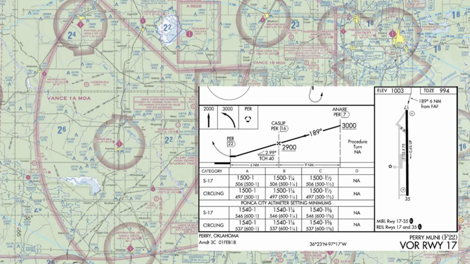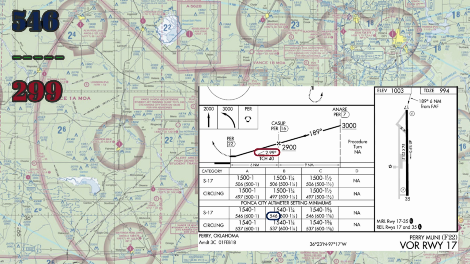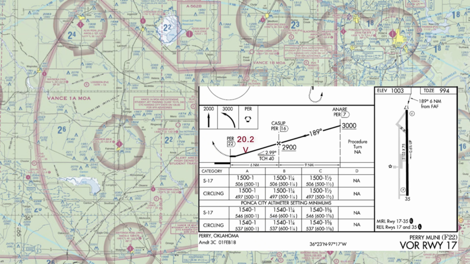As you can see in the VOR 17 profile view, this approach does not have a published visual descent point, partly due to the fact the approach course is not aligned with the runway. In this case, it is a good idea to estimate where the VDP is by dividing the height above touchdown by the glide slope. To calculate your own VDP, divide 546 by 299, and this gives you about 1.8. On this approach, 1.8 miles from the runway is 20.2 miles from the Pioneer VOR.